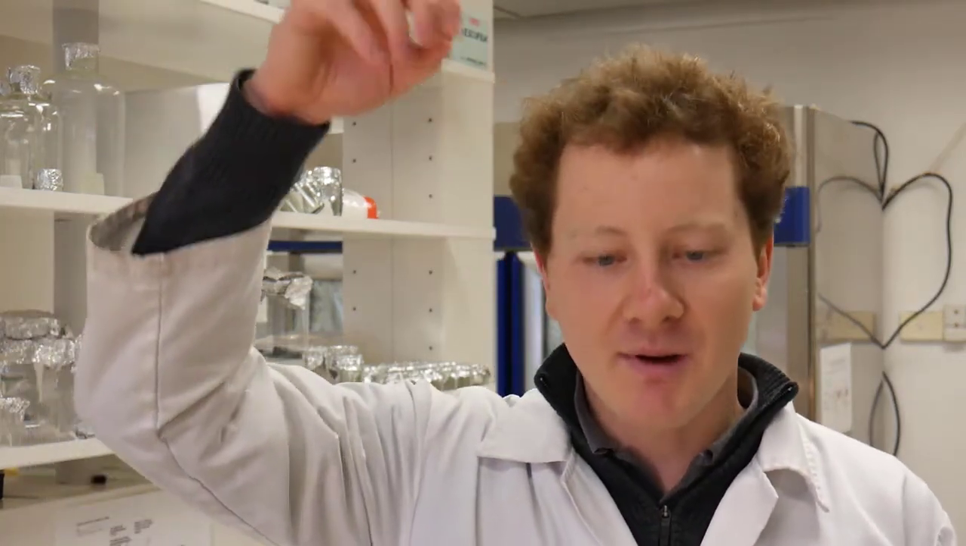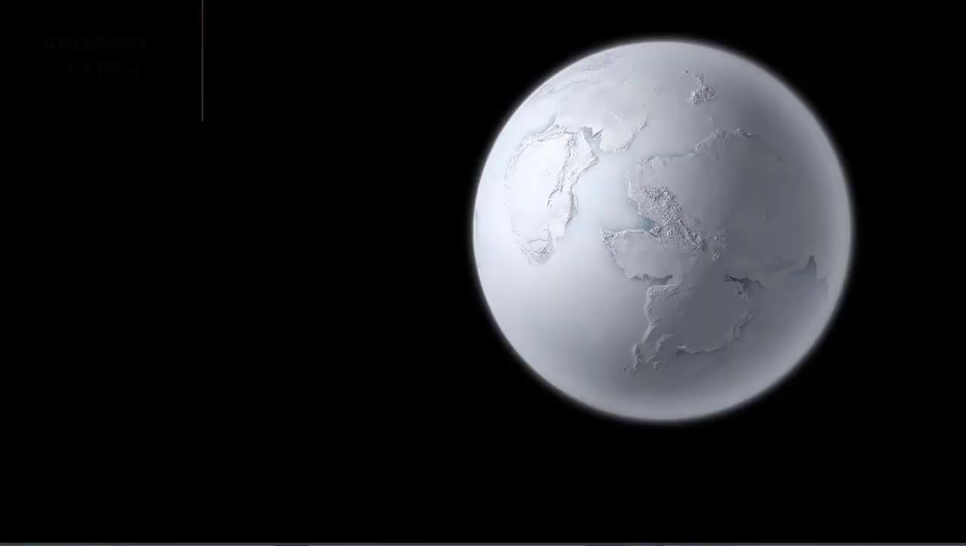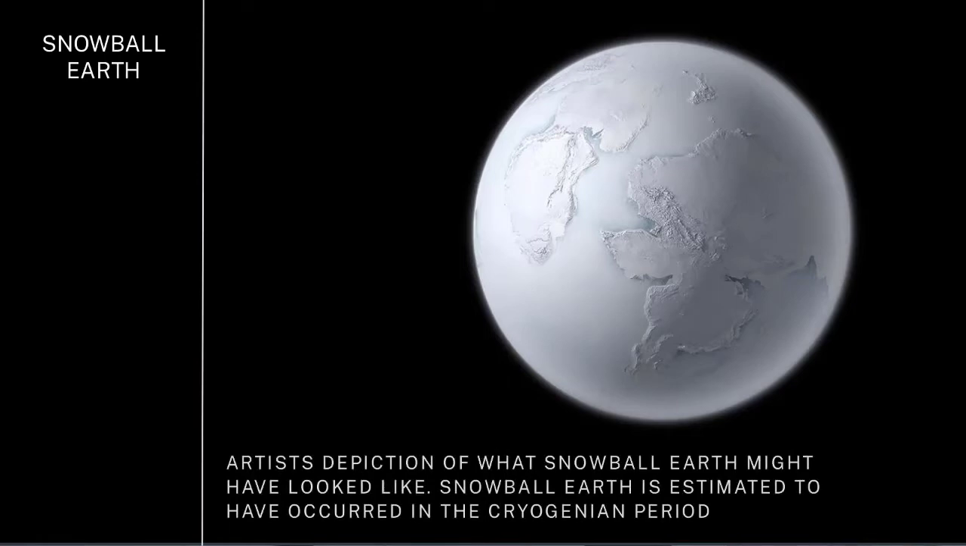And so that led to the discovery that these glaciers must have come down from the poles and met at the equator. And so I guess the entire Earth, for a moment, looked like a giant snowball. And so this is the idea of snowball Earth.